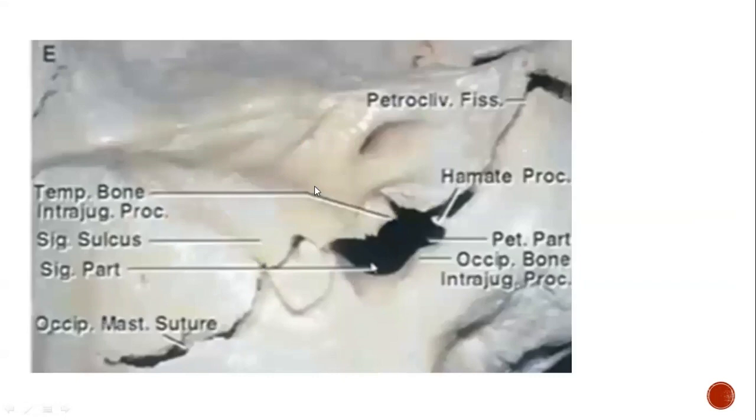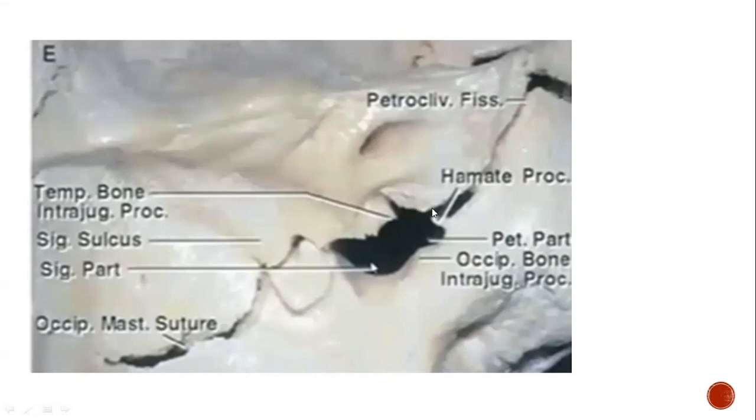Now, in this view, we are again looking from the inferior aspect. And here we can see that this foramen is separated apart to make it more clear. Here we have the occipitomastoid suture. So we have the intrajugular process of the temporal bone and the intrajugular process of the occipital bone. They are sometimes united and divide this foramen into two. And this intrajugular process is smaller in the occipital bone, and it's relatively larger in the temporal bone.